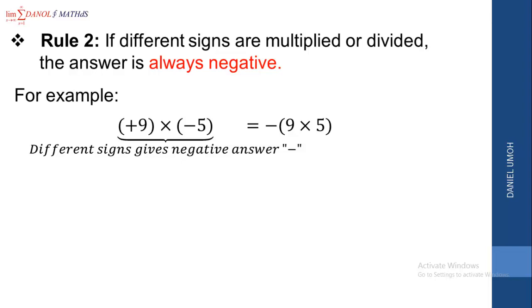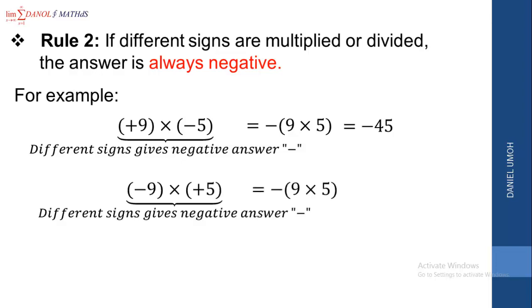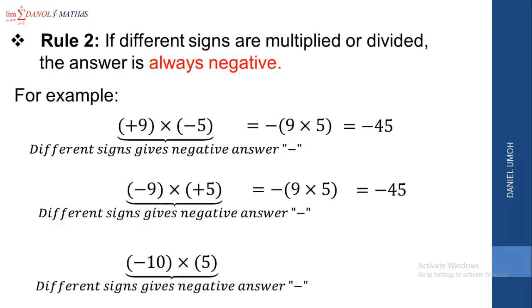Well, we now multiply the numbers, which is 9 times 5. And 9 times 5 is 45. So the answer we're going to have is minus 45. Because different signs are multiplied there. Check this for instance. The same thing, minus 9 times plus 5. The same different signs. That's why we still have minus 9 times 5, and still minus 45.